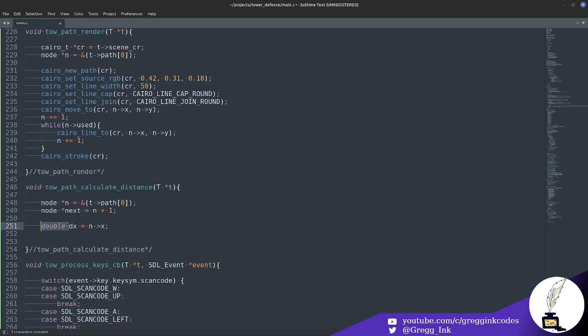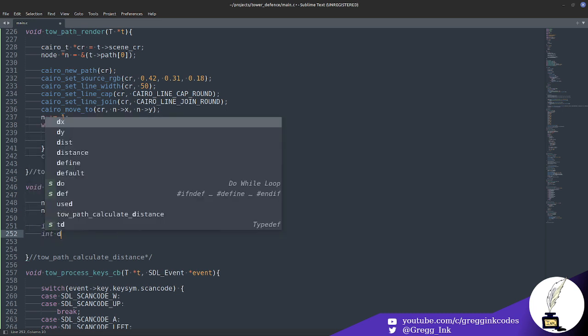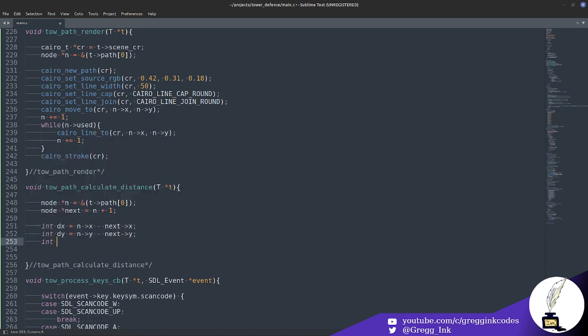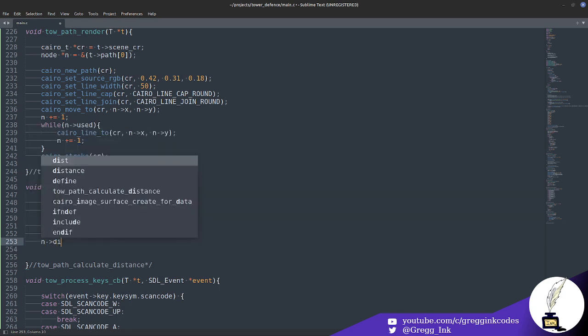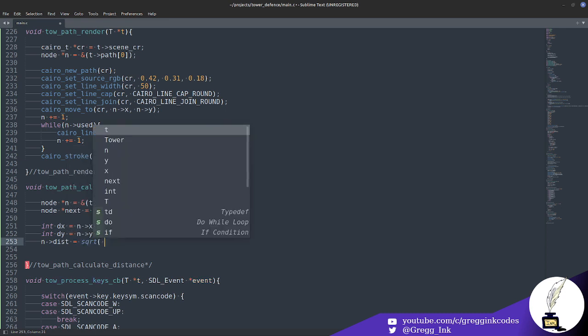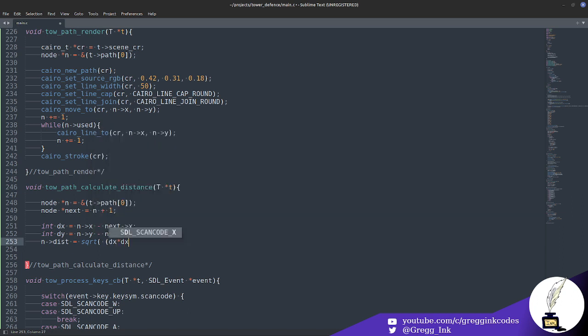You know what, no, it's not necessary. So dx equals n x minus next x, dy equals n y minus next y, and then no, I can simply do n dist equals square root of dx times dx plus dy times dy.